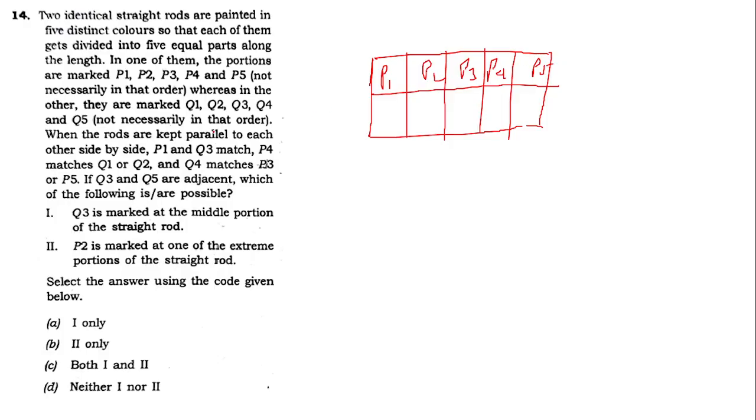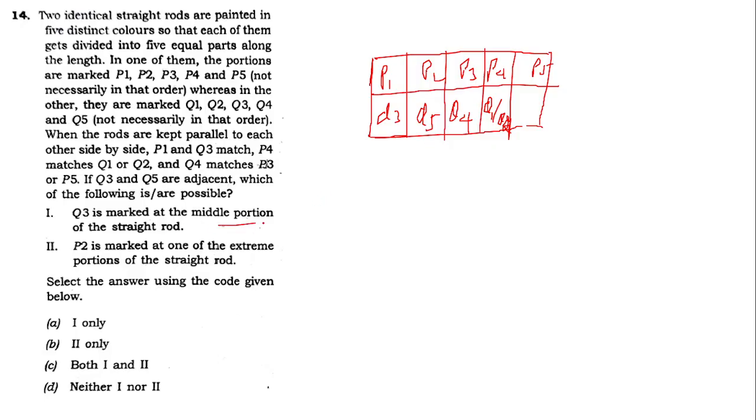Now, P1 and Q3 match. P4 matches Q1 or Q2. Okay. Q4 matches P3. If Q3 and Q5 are adjacent, which of the following is possible?